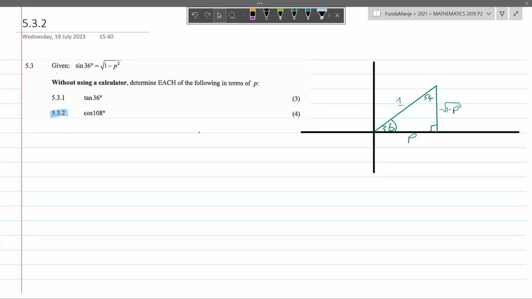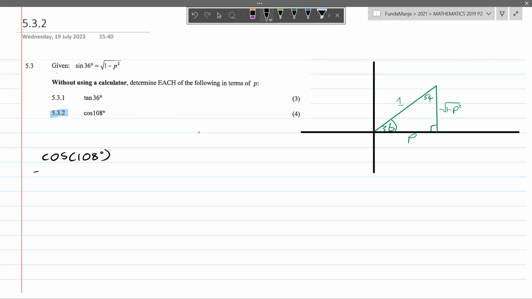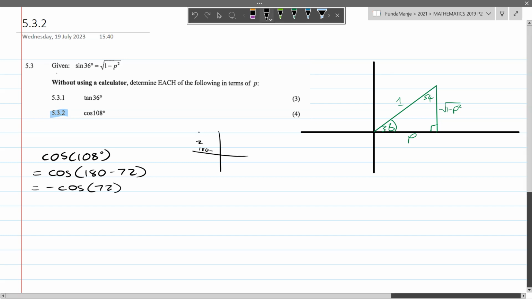5.3.2 wants us to determine the size of cos 108 in terms of p. So cos 108 can be rewritten as cos of 180 minus 72. Then we can reduce this because we know that 180 minus is in the second quadrant. So this returns negative cos 72 because cos is negative in the second quadrant.